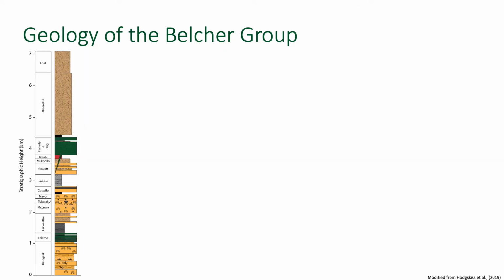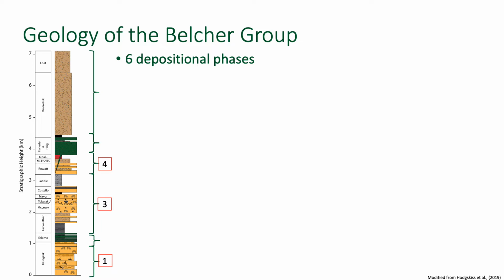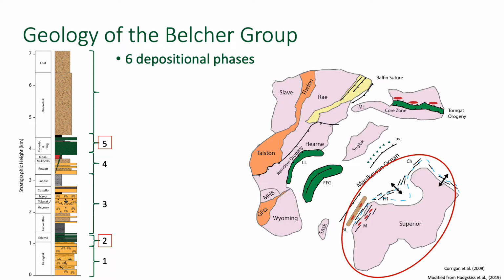Deposition of the Belcher Group has been broken into 6 main phases of deposition by Ricketts in 1979 to represent the variability in depositional environments. Phases 1, 3, and 4 are interpreted to represent deposition along a passive margin during initial rifting, while phases 2 and 5 represent reactivated rift margin volcanism. Phase 6 represents deposition within a foreland basin associated with the collision of the Superior and Churchill Cratons.